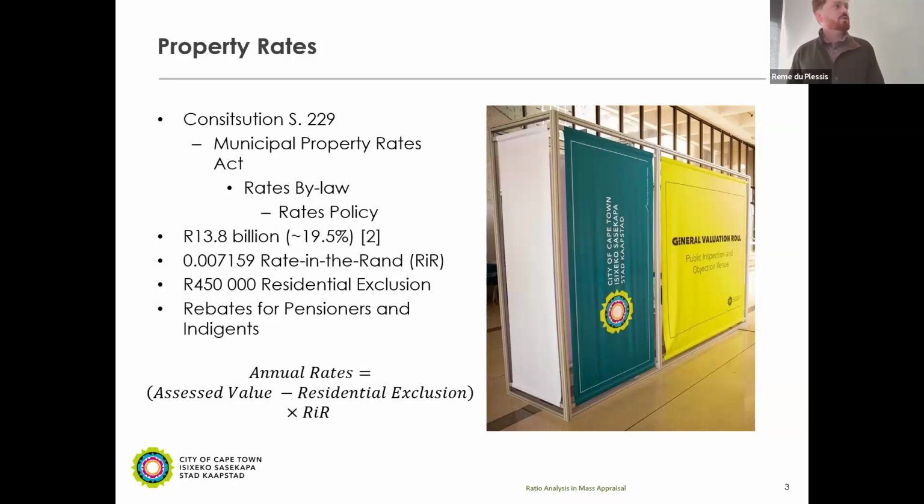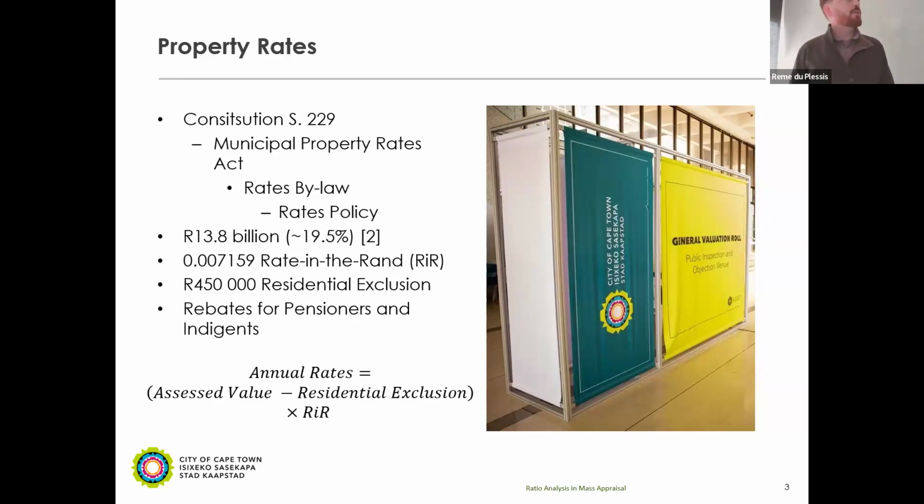So to give you an idea of the scope, we collect around 13.4 billion rands worth of taxes from our property rates. That makes up about 20% of the city's total budget. And the rate is 0.007159. That is your rate in the rand. That means for every rand value of your property, that is the number of cents that you pay in property taxes over a full year period.